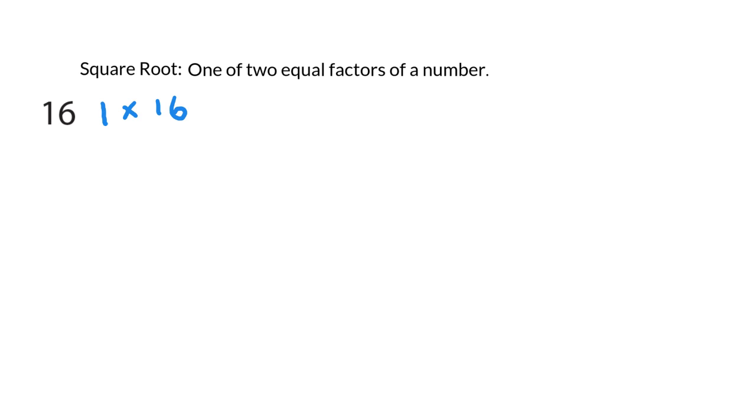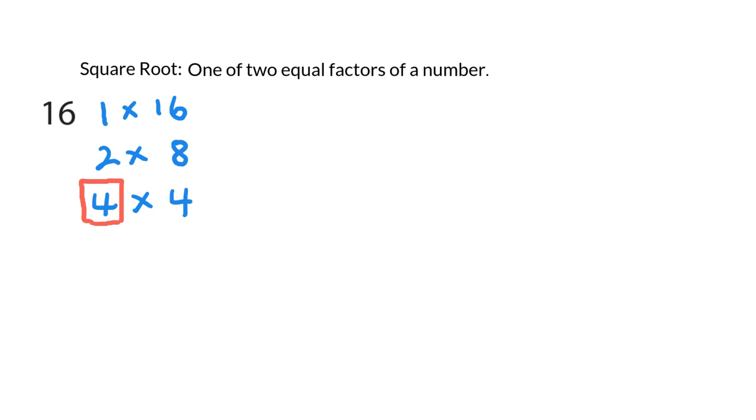Let's talk about square roots. A square root, by definition, is one of 2 equal factors of a number. So let's take the number 16, for example, and let's find the factors of 16. The factors of 16 are going to be 1 times 16, 2 times 8, and 4 times 4. By the definition of a square root, it is one of 2 equal factors of a number. So the 2 equal factors are 4, so we'd say the square root of 16 is 4.